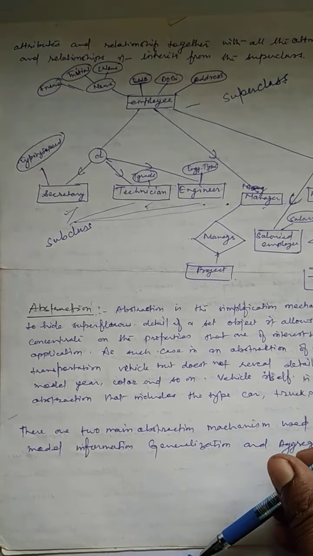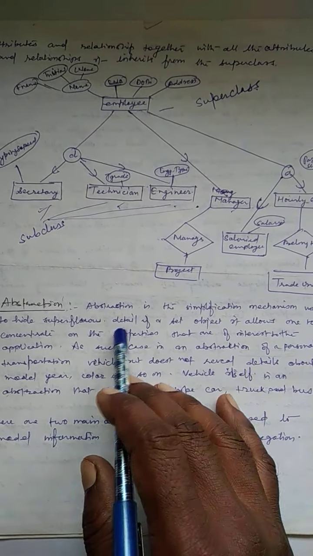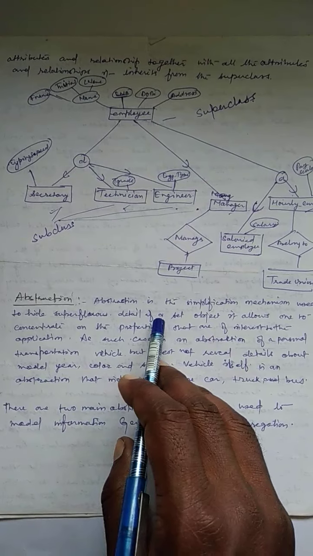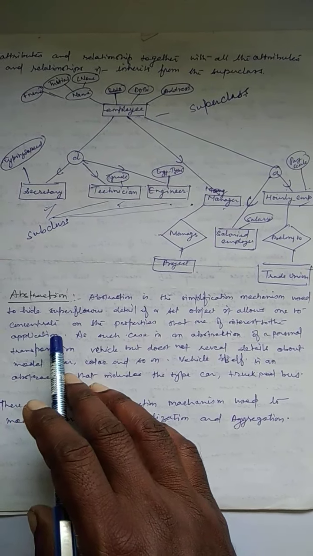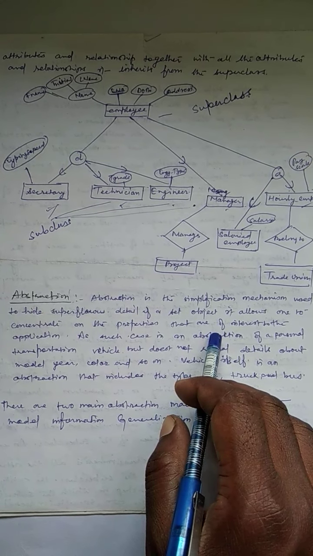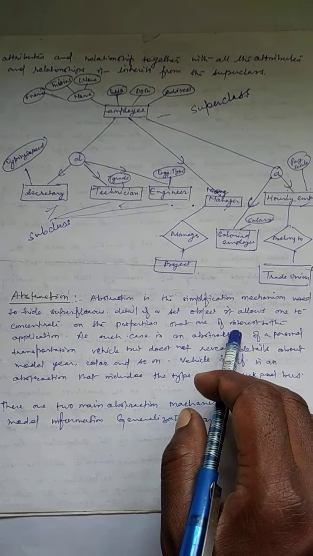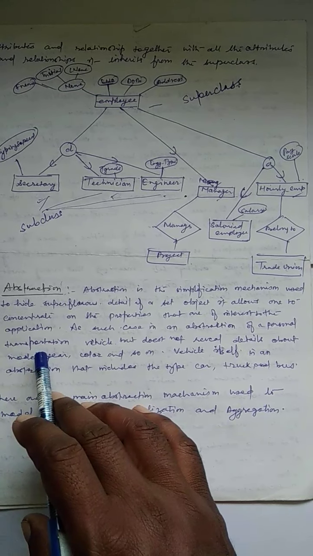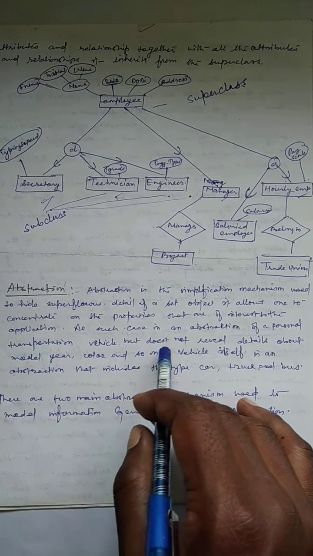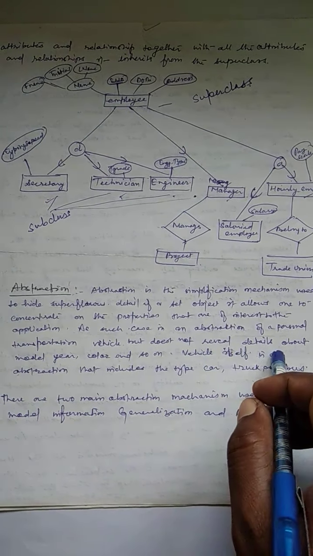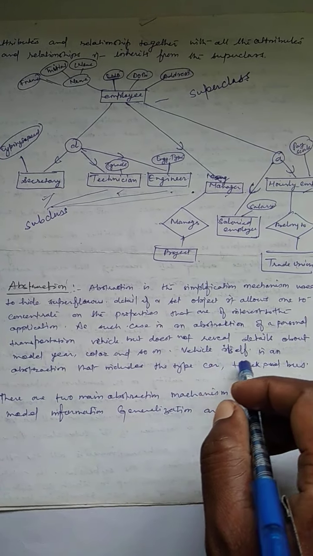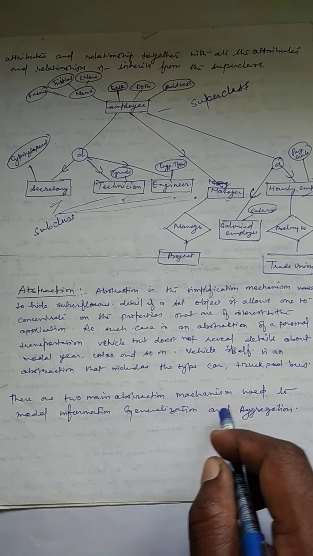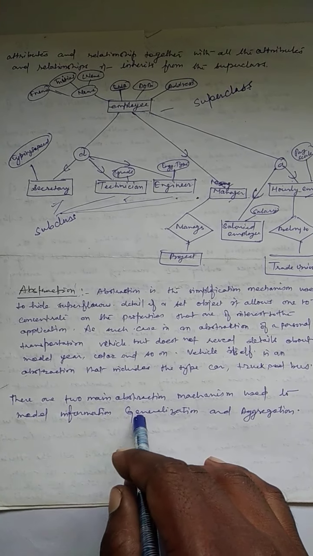After that, abstractions. What is abstraction? Abstraction is a simplification mechanism used to hide superfluous details of a set of objects. It allows one to concentrate on the properties that are of interest to the application. For example, vehicle is an abstraction of personal transportation, but does not reveal details about model, year, color, and so on. Vehicle itself is an abstraction that includes the types car, truck, and bus. There are two main abstraction mechanisms used to model information: generalization and aggregation.